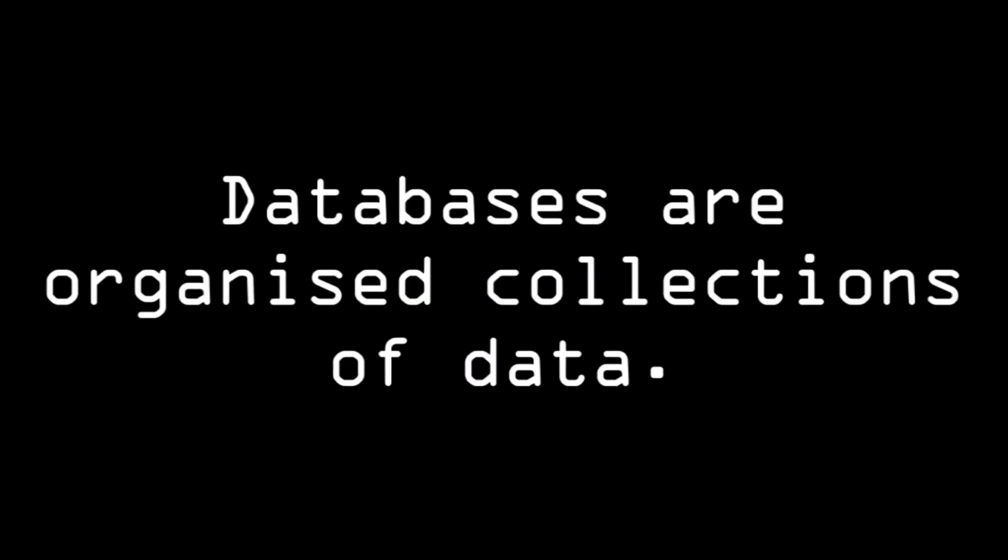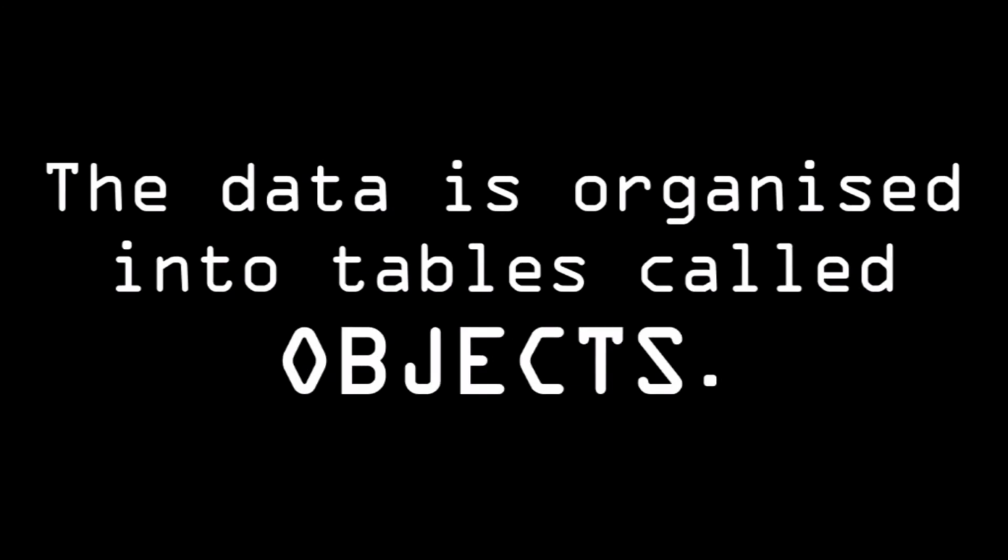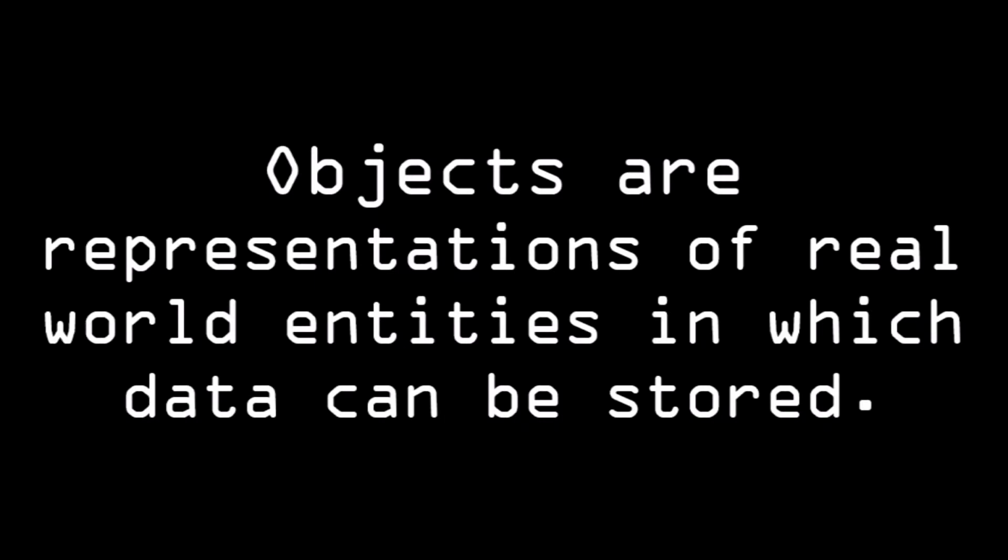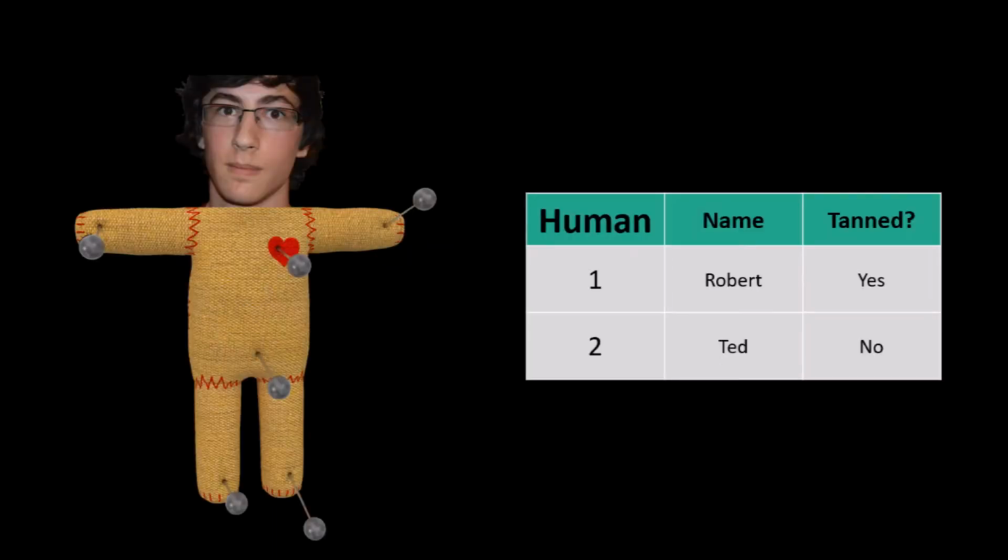Now, about databases themselves. Databases are organized collections of data. The data is organized into tables called objects. Objects are representations of real-world entities in which data can be stored. Think of them like voodoo dolls. When something happens to the real-life version, the object in the database changes as well.